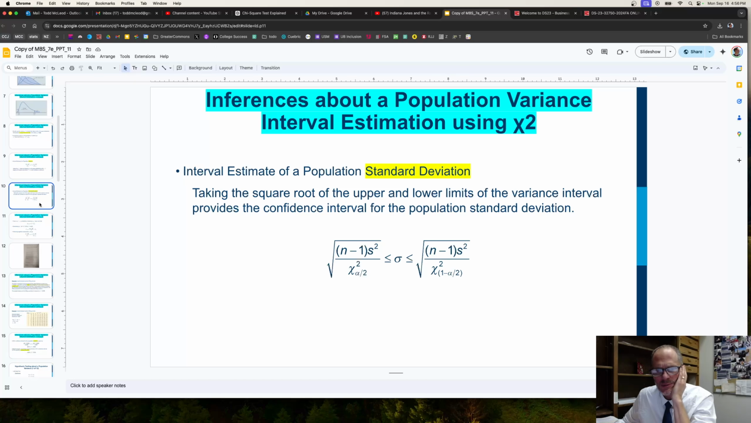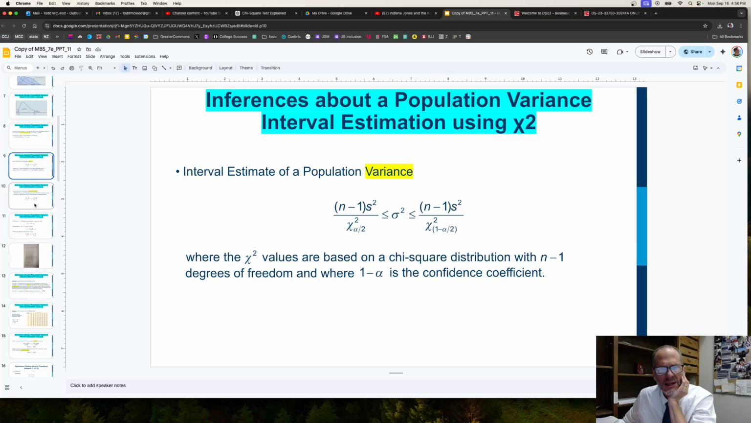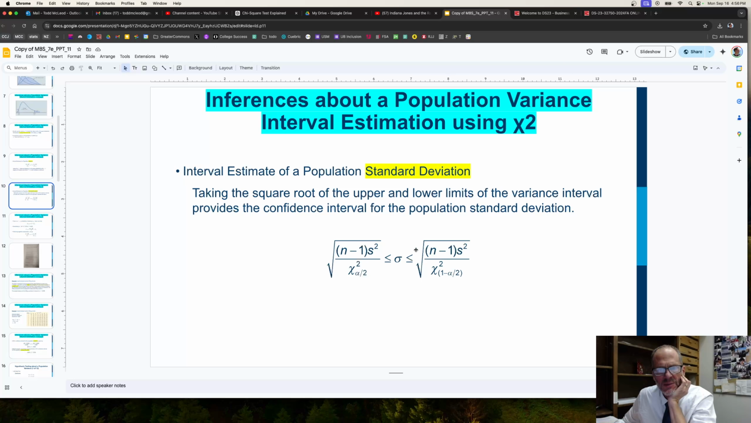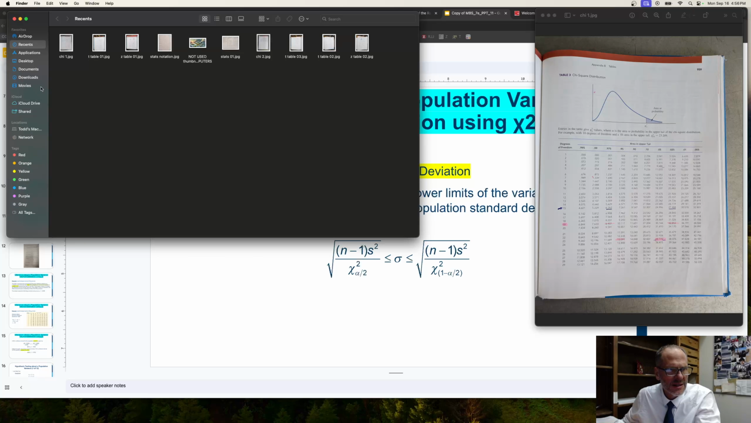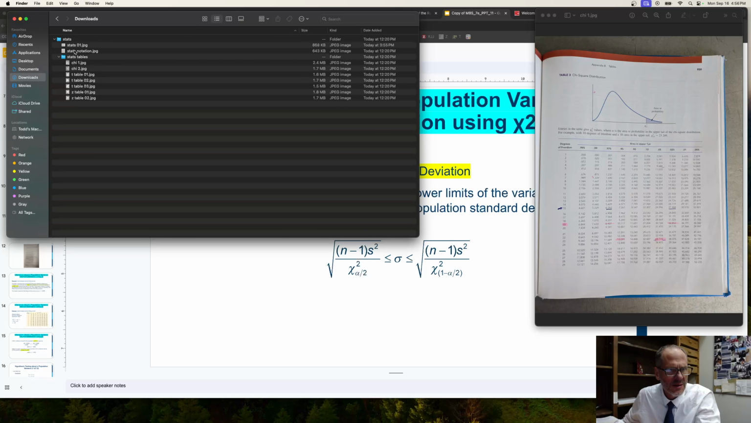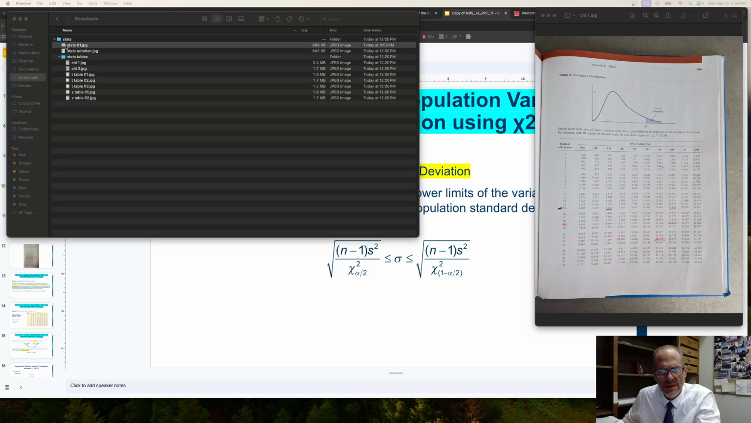And then we could also estimate the standard deviation. So if this is the variance, if we just take a square root of everything, we get the standard deviation. And that goes back to what we already know, which is, where's my Finder? Finder. And Finder downloads statistics. What goes back to what we already know, which is this right here.